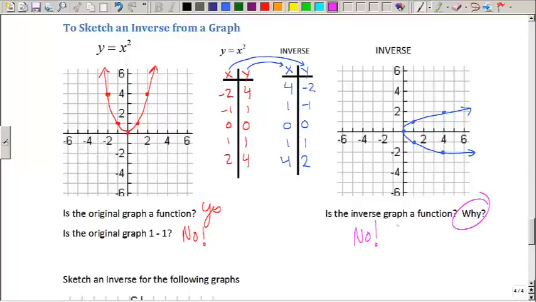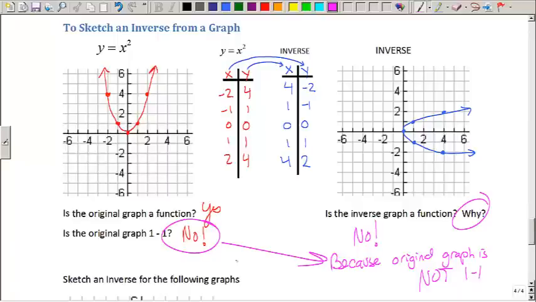Well, the answer here: the inverse graph was not a function because the original graph was not 1 to 1. And we said because the original graph is not 1 to 1, therefore we cannot have an inverse function. You can graph the interchanged points, but the inverse will not be a function. So the only time you're ever going to get an inverse function is if the original graph was 1 to 1, which we talked a little bit about earlier. I just like to show you visually why that doesn't work.